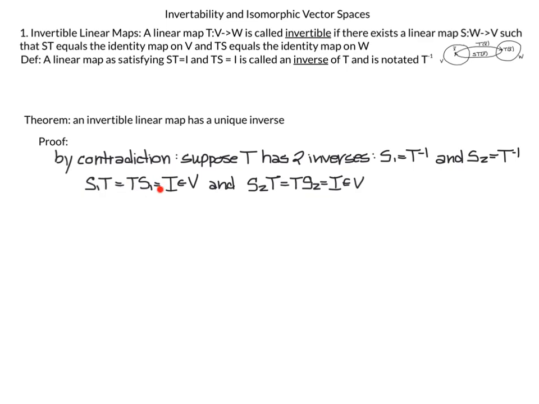t S1, which is equal to the identity matrix. That's just the definition of what it is to be the inverse. Similarly, for S2, since it is also an inverse of t, S2 times t is going to equal t times S2, it's equal to I. And I'm just going to note these two statements are just by definition of inverse.